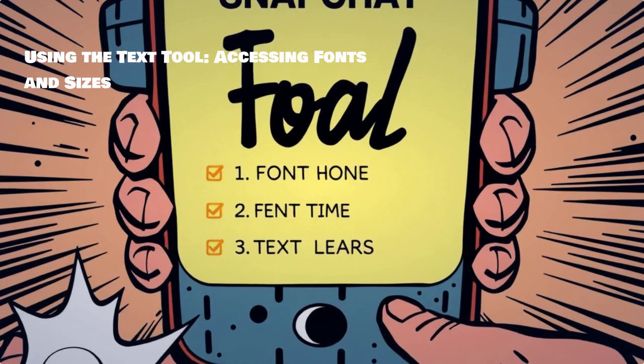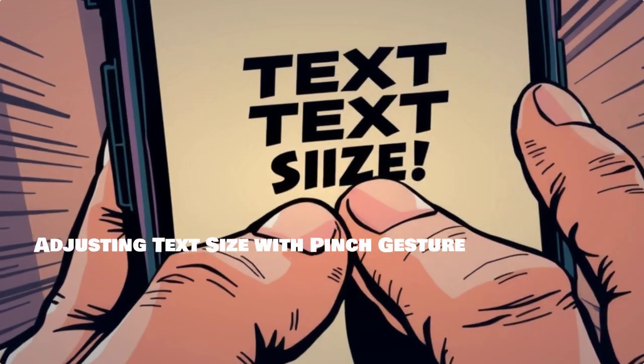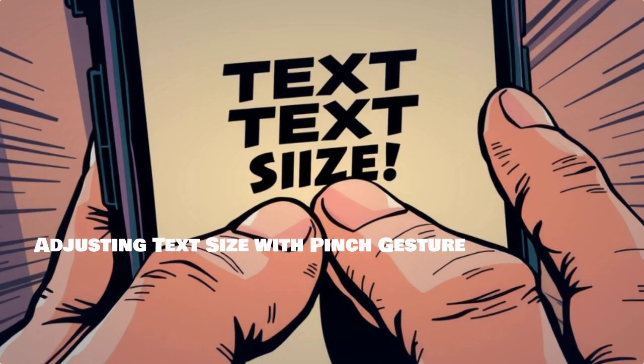Follow along. First, open the text tool. Here, you can access various fonts and sizes. Explore which styles fit your message best. To adjust the text size, simply use a pinch gesture. It's as easy as that. Pinch to make your text bigger or smaller.